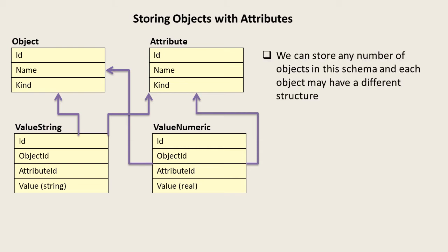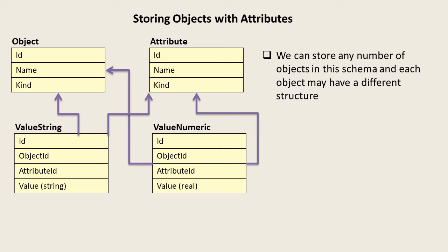Having this schema allows us to store any number of objects, and every object can have any number of attributes, and all attributes of all objects could be different. So in this case, we can store not only any number of objects, but also any number of object types. All objects could be different. We can accommodate something like 1,000 types, million types, whatever number of types you want.